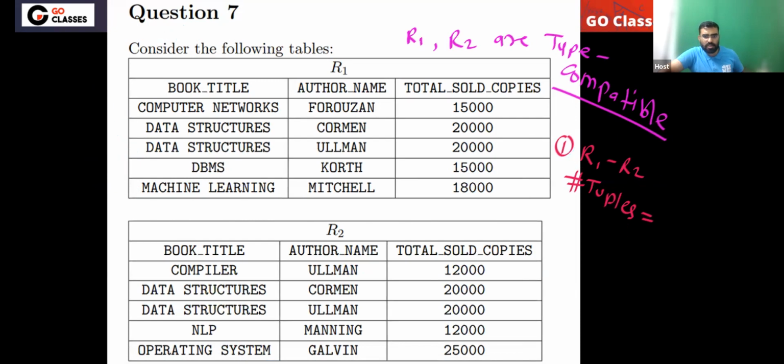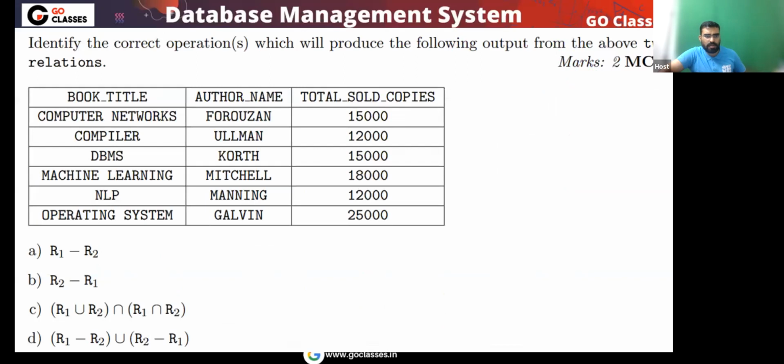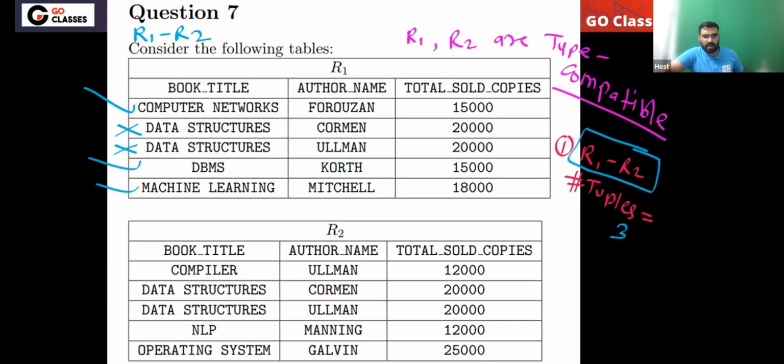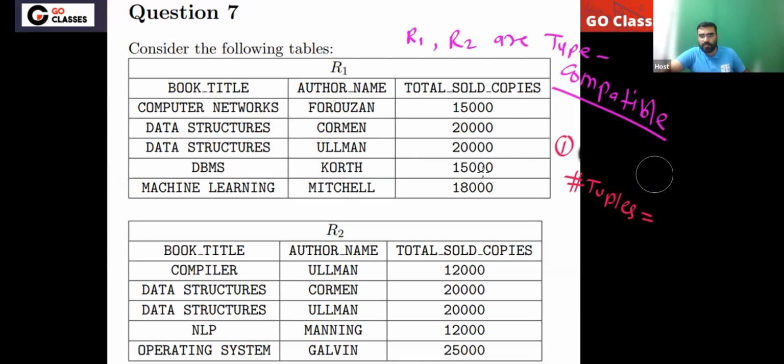So definitely this is not the answer, right? Yes or no? R1 minus R2 is not the answer. What about R2 minus R1? What about that?